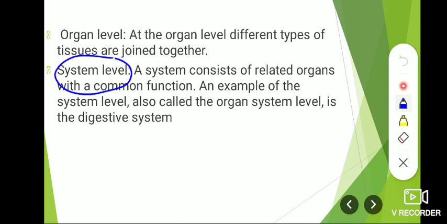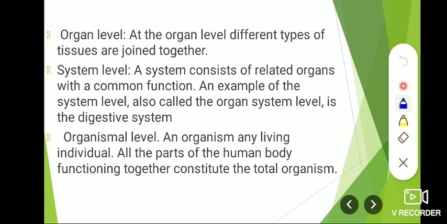So in physiology we'll be learning almost 12 to 15 systems: cardiovascular system, digestive system, nervous system, muscular system. So like this, which is nothing but a bunch of organs, ultimately coming to the organism or human body.